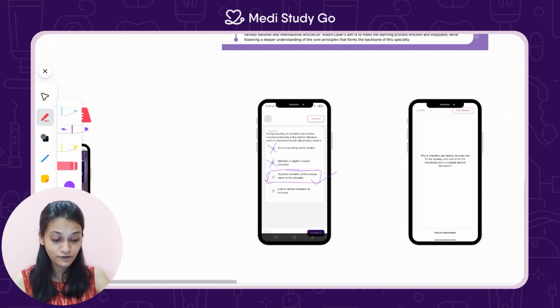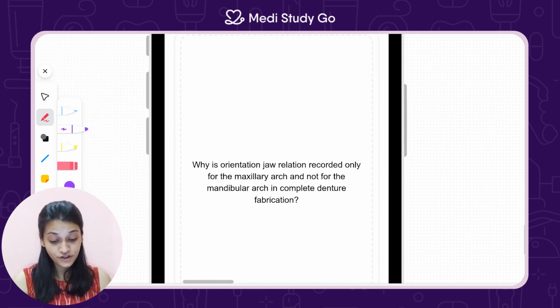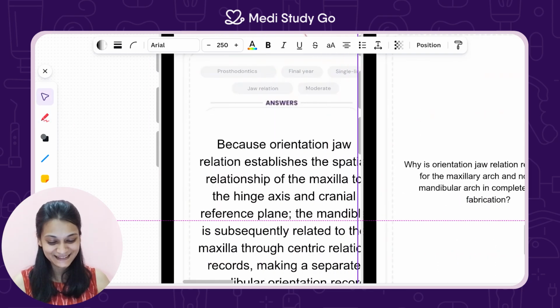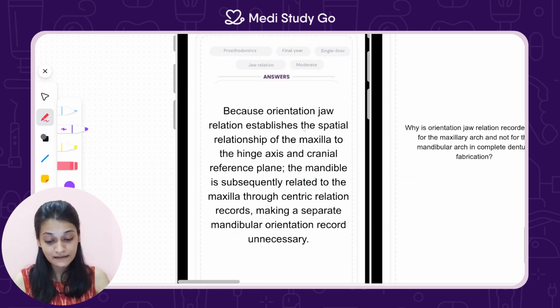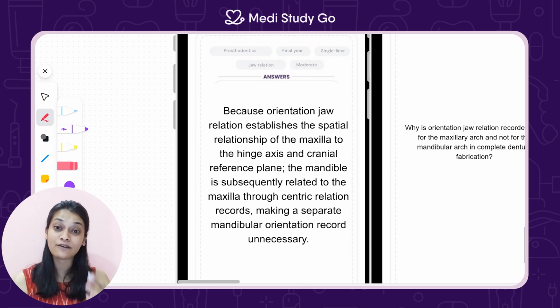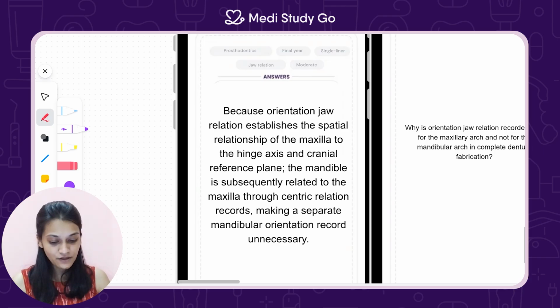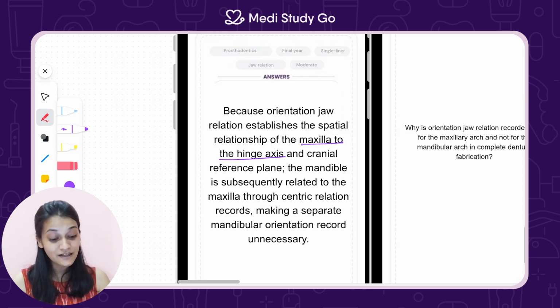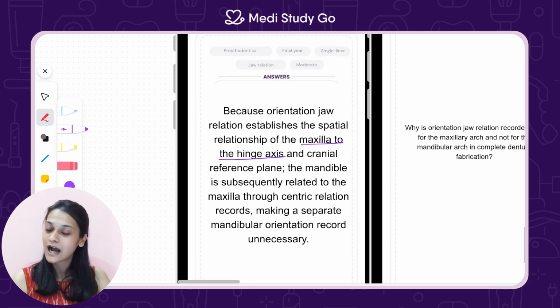Then let's talk about the next flashcard. Why is orientation jaw relation recorded only for the maxillary arch and not for the mandibular? Can you tell me? Because as we know, it is the orientation jaw relation that will help us establish the spatial relationship between the maxilla and the hinge axis. And the mandible is subsequently going to be related to the maxilla. But when? During the centric jaw relation. So it is understood that we just have to orient the maxillary cast and the mandible follows afterwards.